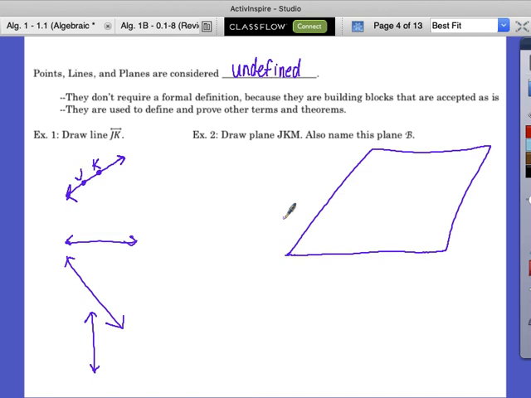Now can anyone help me on what I would do next? So I have this slanted four-sided figure. What do I know is going to be in this four-sided figure? Okay, Gage. J, K, and M. Does it matter where they are? Nope, it doesn't. I'm just going to put them here. Call this J, call this K, call this M.